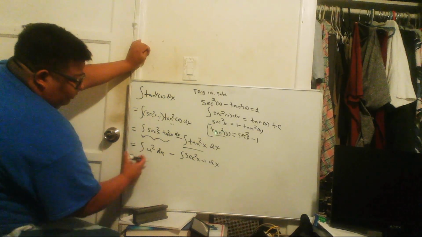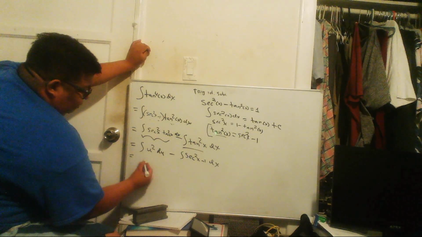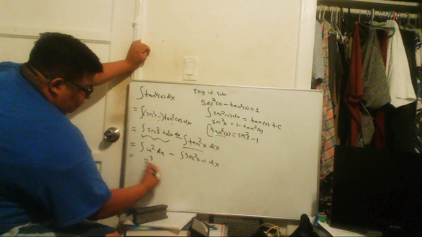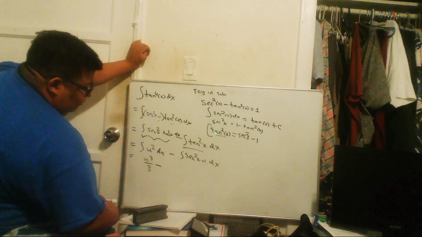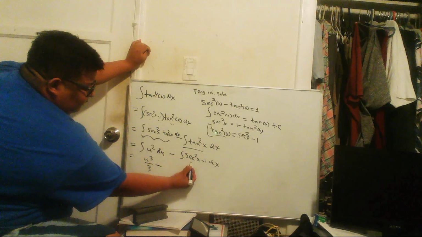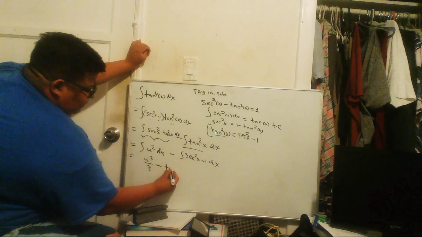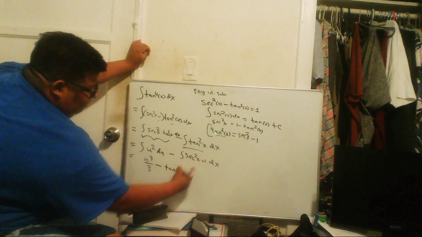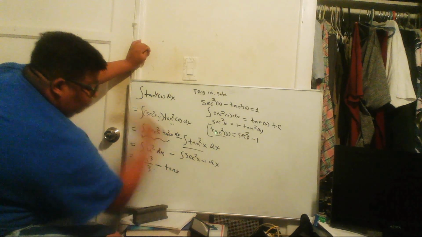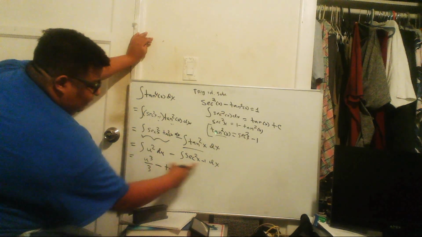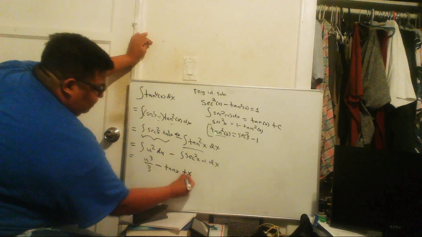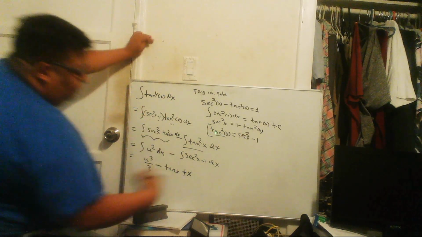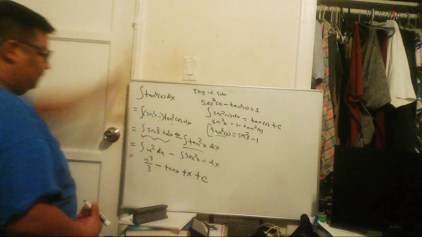Now back to this one, u square. You're gonna use the power rule, so it's gonna be u cubed over 3, and then minus the antiderivative of secant square, which is tangent x, and then minus 1. I'm gonna leave the minus here. The antiderivative of minus 1 is negative x, but negative times negative becomes positive x. Because we have indefinite integrals, we put plus c.